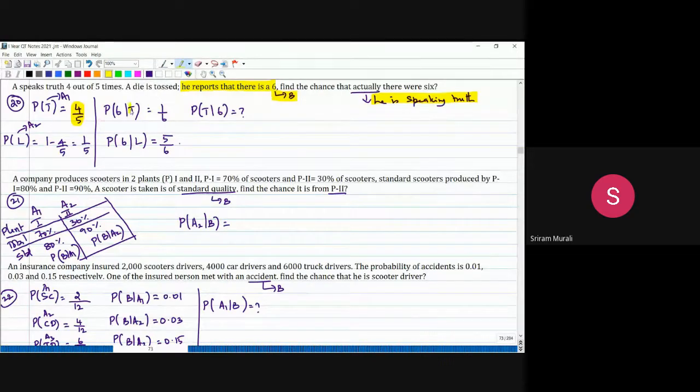Assuming he is speaking the truth, if I want to get a 6, what is the chance of getting a 6 on rolling a die? 1 by 6. Assuming he speaks a lie, what is the chance of not getting a 6? Lie means not getting a 6. That is 1 minus 1 by 6, which will be equal to 5 by 6.